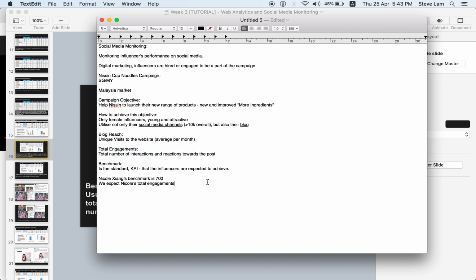This one, total engagements to meet at least 700, if not exceed it. An influencer can have a lower performance, but if they do, you have to report it as such. So if Nicole, at the end of the campaign, gets a total of 750 engagement, that is considered above benchmark.